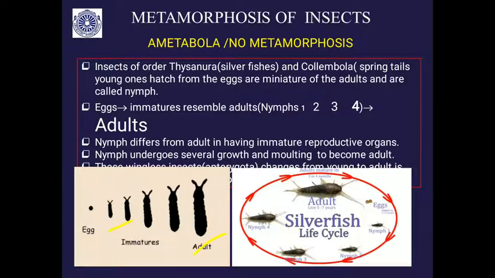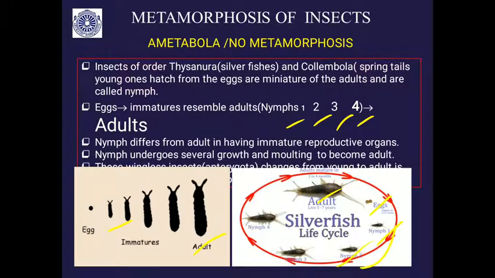They also undergo molting. The first nymph stage undergoes molting, then the second stage, third stage, and fourth stage. Ultimately, they develop into the adult. The nymph differs from the adult in having immature reproductive organs. That is the only difference, besides the size difference: the reproductive organs are immature. They cannot reproduce. The nymph undergoes several growth molts. You will be able to see this in the case of silverfish. This is the egg, then the several nymph stages.